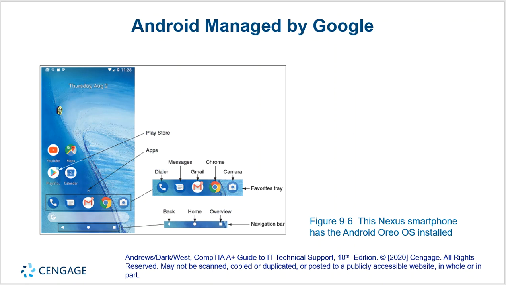By all means. So this is a picture of a Nexus smartphone that has Android Oreo. As you can see, you've got your favorites down here. You can usually fit about 4 or 5 favorites down the bottom. And then you've got your standard buttons for Android. So your back, your home, and an overview. And those are customizable. You can move those things around.